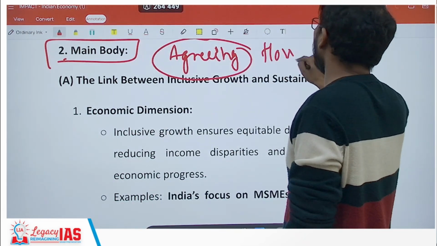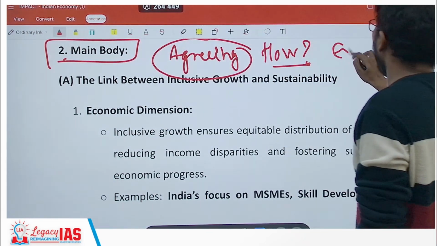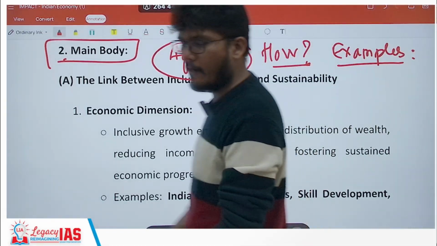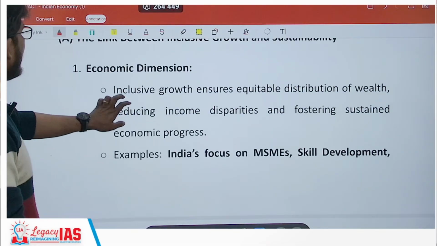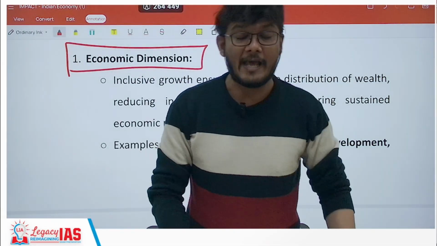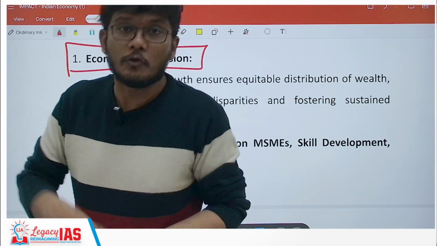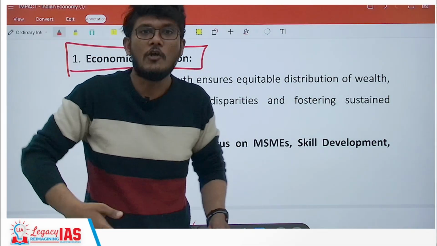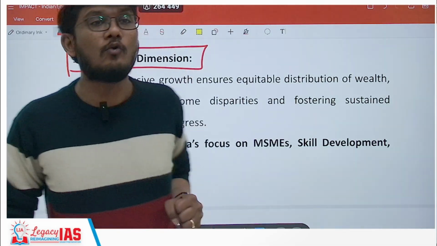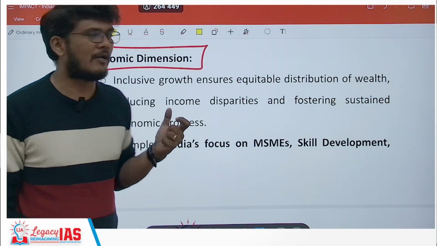We need to mention how it is linked along with examples or facts or figures is what we have to talk about. So the first thing is the economic dimension. Inclusiveness will have an economic dimension, a social dimension, and sustainability is also there, so the environmental dimension. All these dimensions you have to cover. That is how your answer will become multi-dimensional.